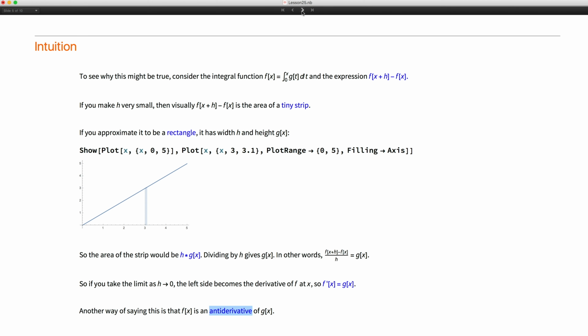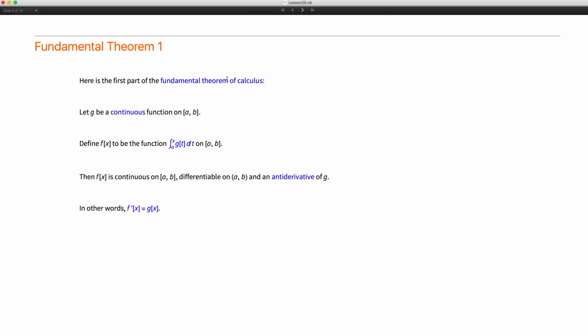And it is this remarkable fact which is summarized in the fundamental theorem of calculus. Now there are two versions. That's version 1 over here, which says that if you have a continuous function g and you define f to be the integral from a to x, then what you get back is an integral function, and this integral function is actually an antiderivative of g. In other words, f prime of x is equal to g of x.